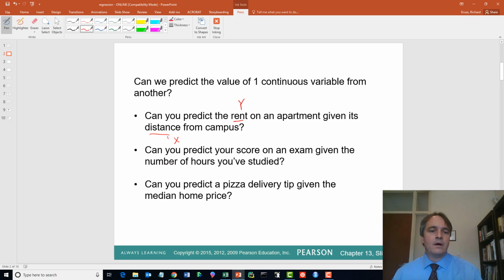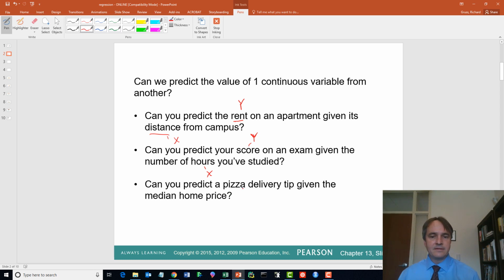Okay. Can you predict your score on an exam given the number of hours you've studied? Okay, so in this case, we're trying to predict the score. So that's our y, based on the number of hours. And so the hours of study would be our x. Okay, so we're going to try to predict y based on x.